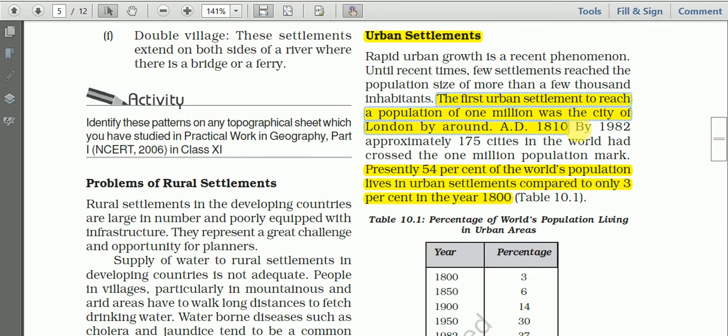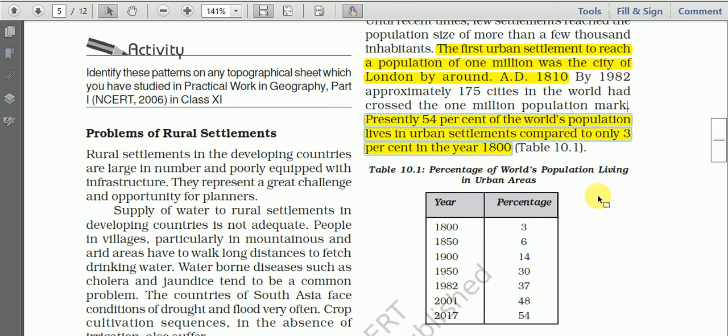Then by 1992, approximately 175 cities in the world had crossed the 1 million population mark. So by 1992, the total number of cities in the world which had reached the 1 million population mark is 175, and presently 54% of the world population lives in urban settlements compared to only 3% in the year 1800.